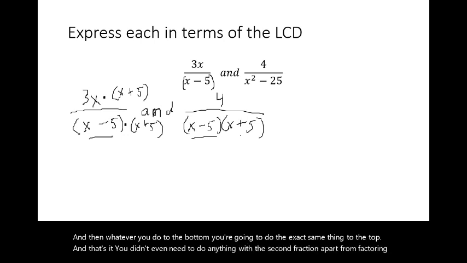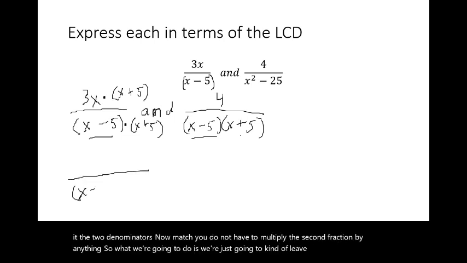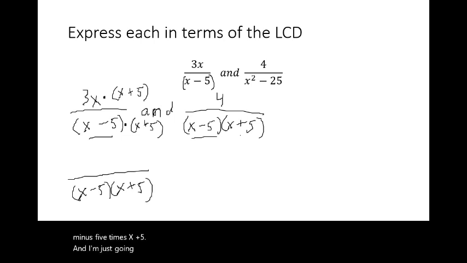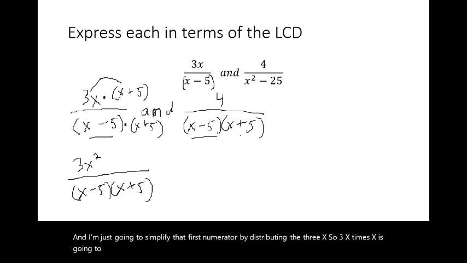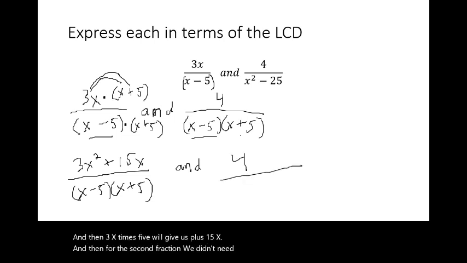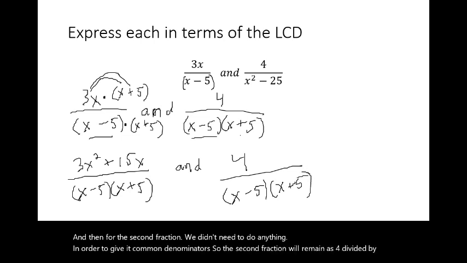The two denominators now match. You do not have to multiply the second fraction by anything. So what we're going to do is we're just going to kind of leave the denominator as x minus 5 times x plus 5. And I'm just going to simplify that first numerator by distributing the 3x. So 3x times x is going to give us 3x squared. And then 3x times 5 will give us plus 15x. And then for the second fraction, we didn't need to do anything in order to give it a common denominator. So the second fraction will remain as 4 divided by x minus 5 times x plus 5.